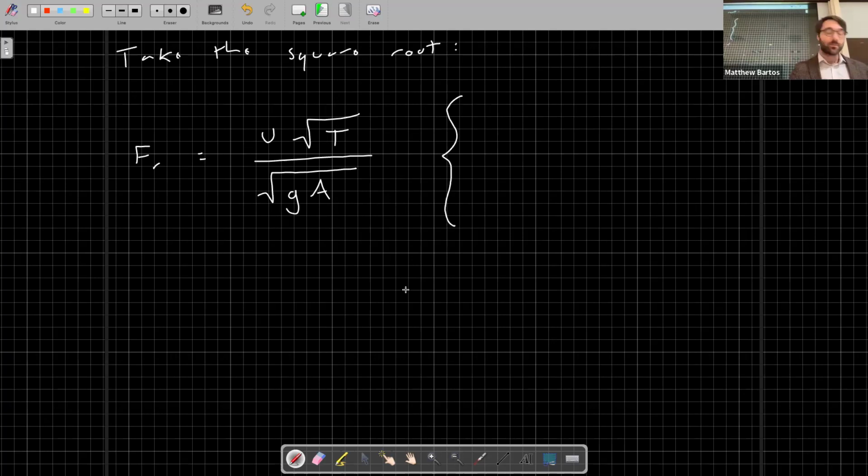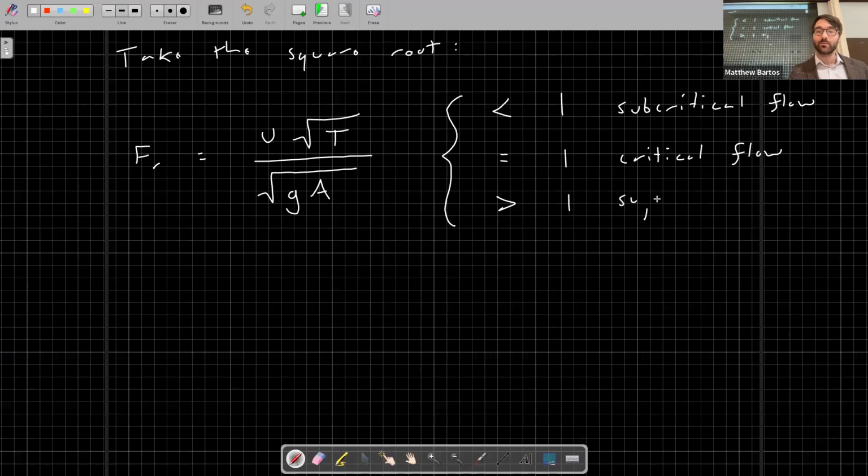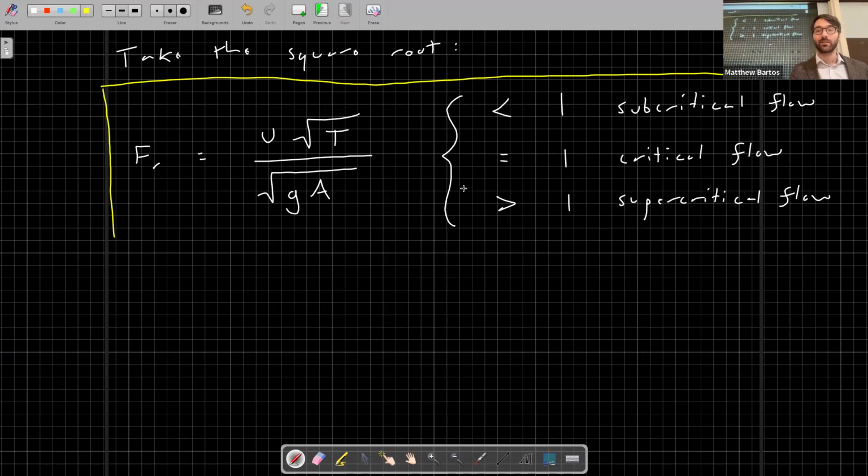And we can determine the flow regime by looking at the magnitude of this number. If it is less than 1, your flow will be subcritical. If it is equal to 1, you will have critical flow. And if it's greater than 1, you will have supercritical flow. So the Froude number, which comes from this derivation, we can use to determine whether the flow is subcritical, critical, or supercritical. So I'm about out of time.